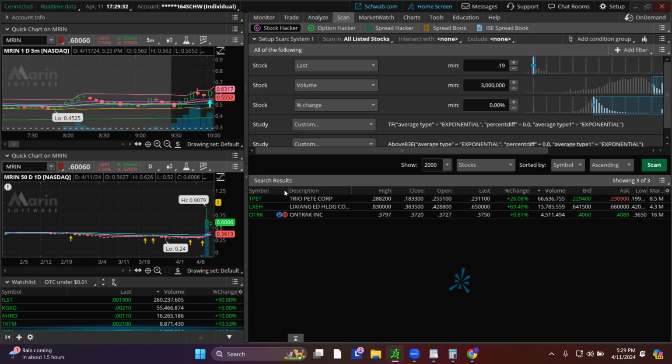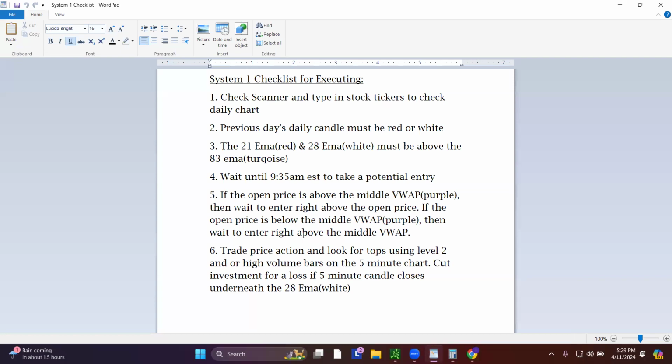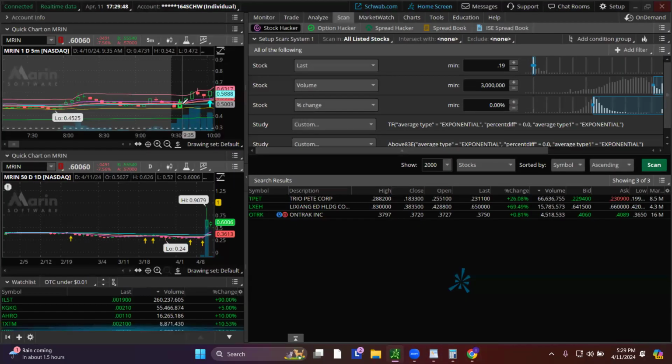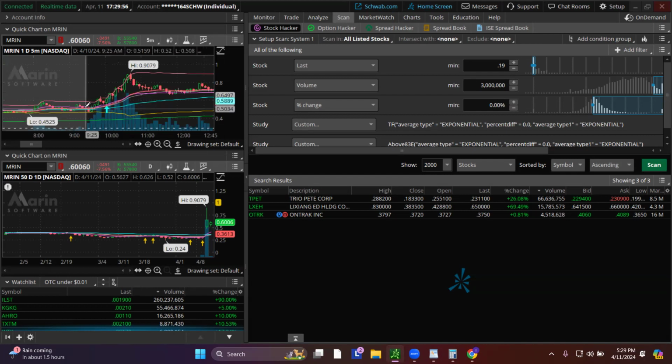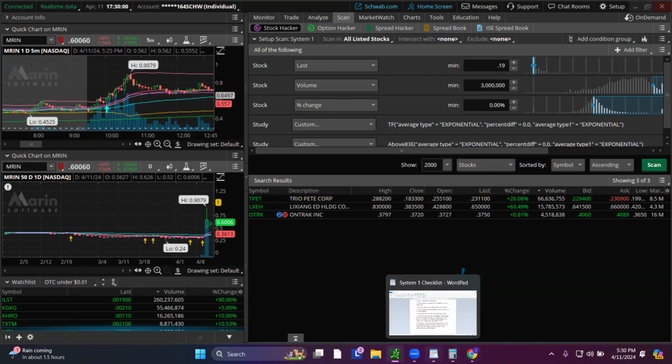And then of course, if I'm wrong, because we're not going to be right on every investment, cut the investment for a loss if a 5-minute candle closes beneath the 28 EMA. As you can see, got in, and the candle actually used the 21, 28, and 83 EMA as support and continued to push higher and went all the way up to 90 cents.